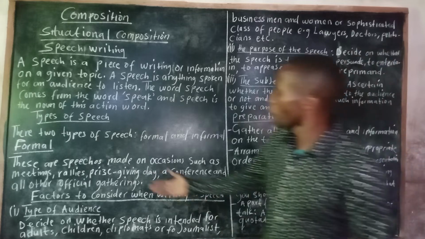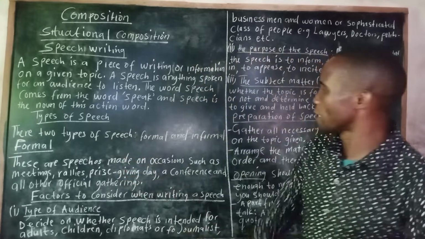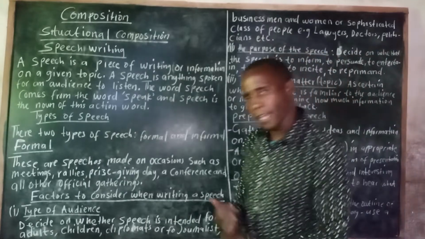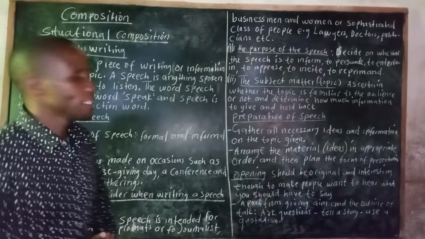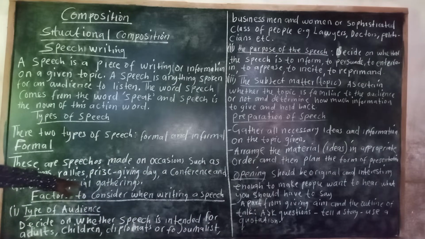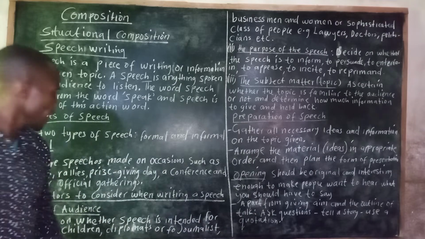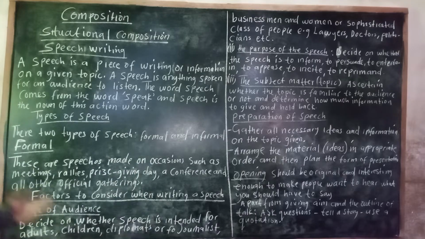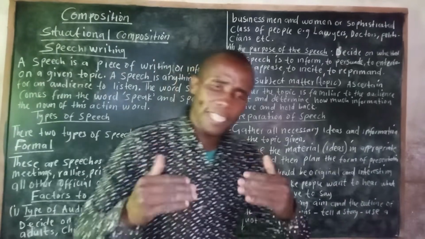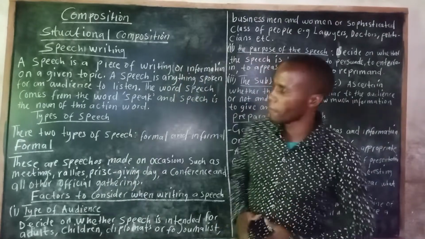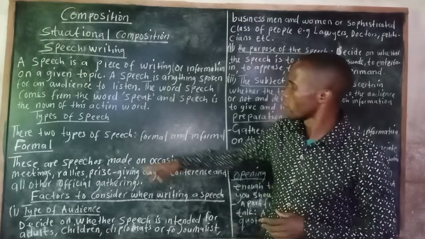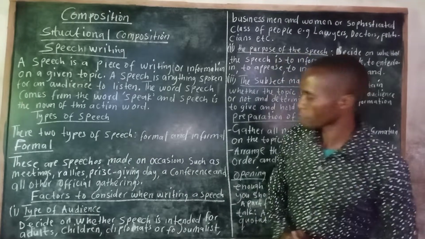So to start with formal speech, these are speeches made on occasions such as gatherings, rallies. We have listed them here. Prize giving day, a conference, and all other official gatherings. So that speech that is given during any official gathering is called the formal speech.